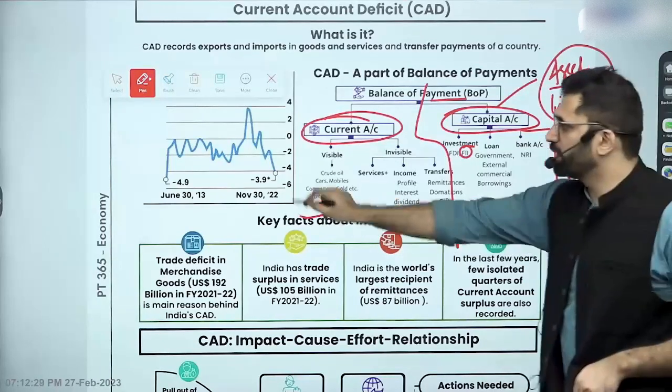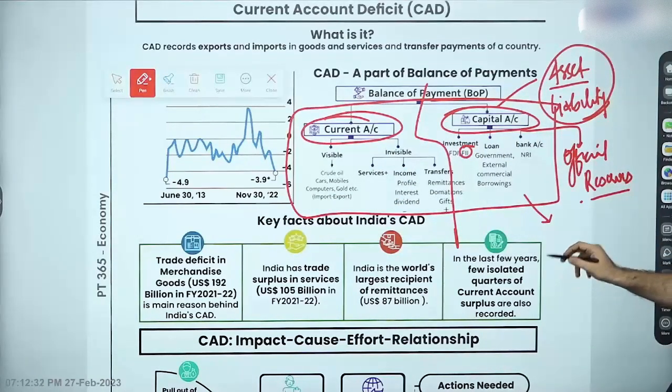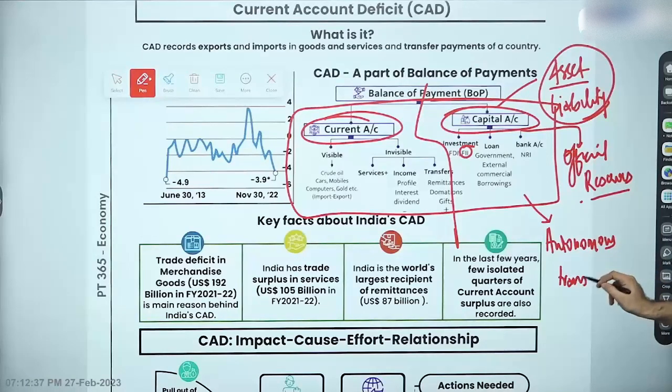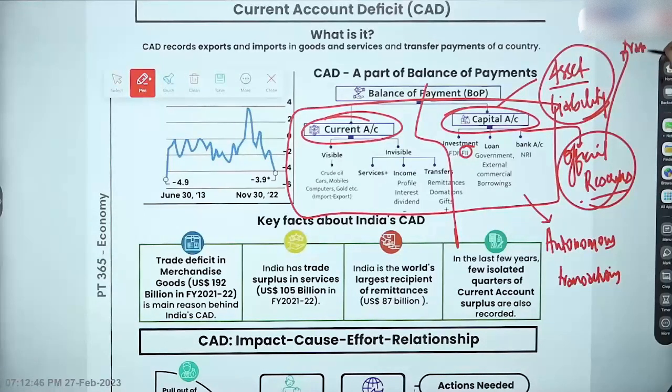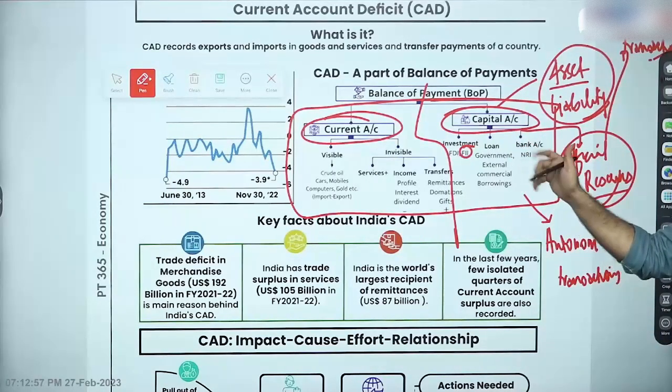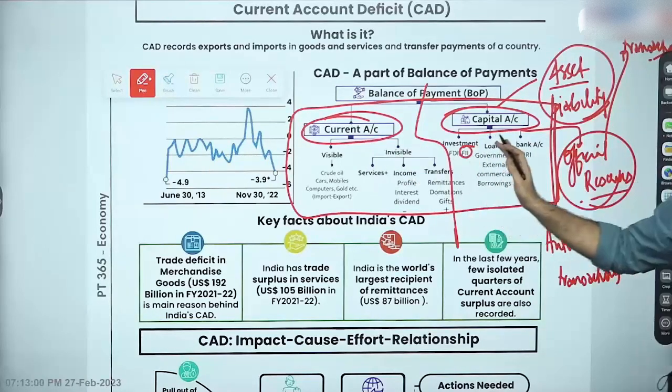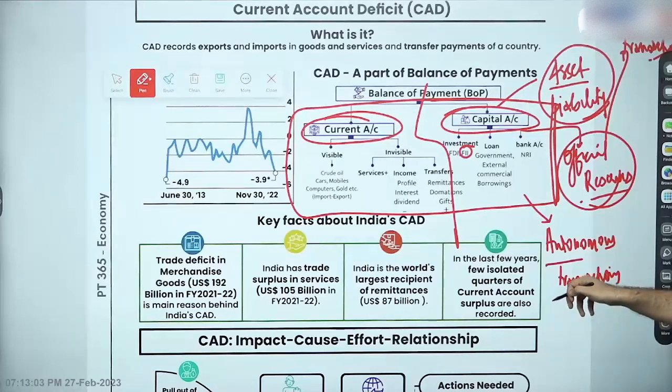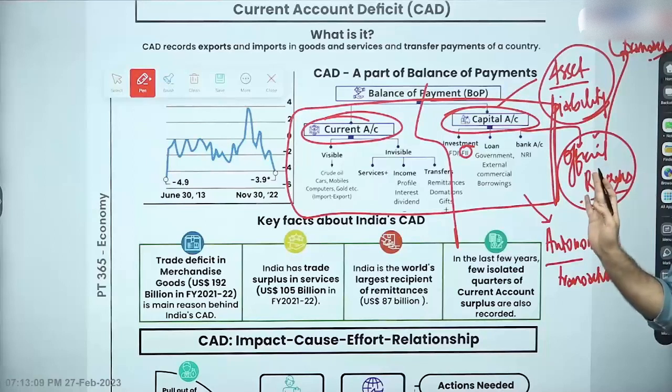Any movement in these indicators is called autonomous transactions. Any change in official reserves is called accommodating. Banking capital, company capital, or even the official reserves, that is your central bank's capital, are part of the capital account. Anything that moves here is called autonomous transactions. Any movement in official reserves is accommodating transactions. This is your NCERT, macroeconomics.